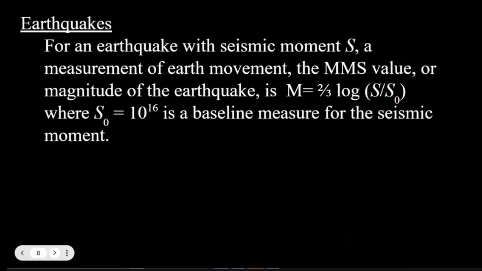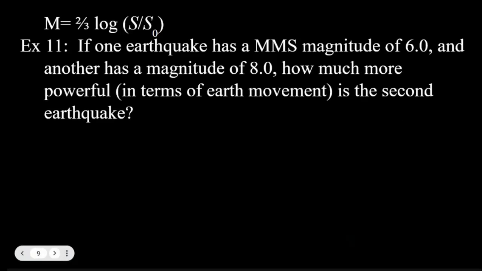So let's take a look at this example. If one earthquake has a moment magnitude of 6 and the other has a magnitude of 8, how much more powerful in terms of Earth movement is the second earthquake? So what we do is we have to figure out each of these individually using our formula up here.